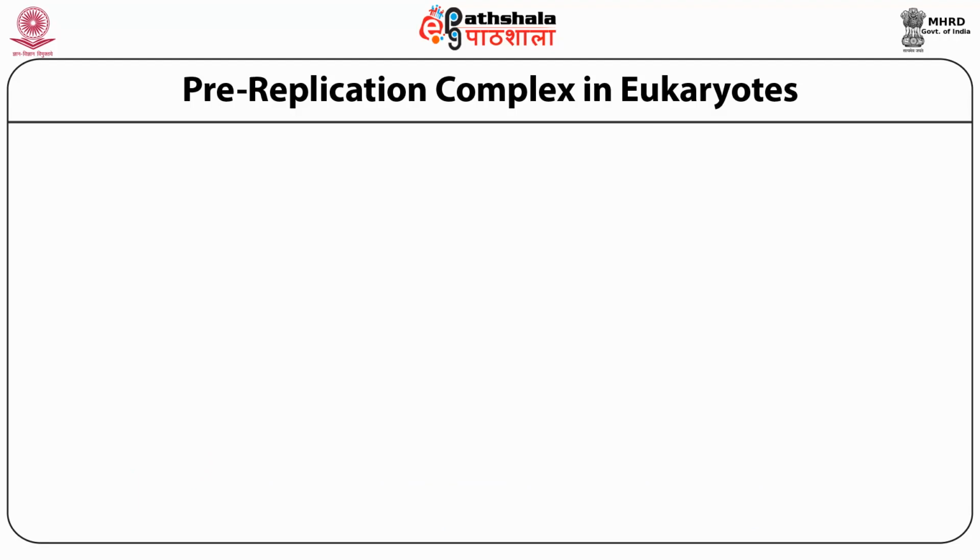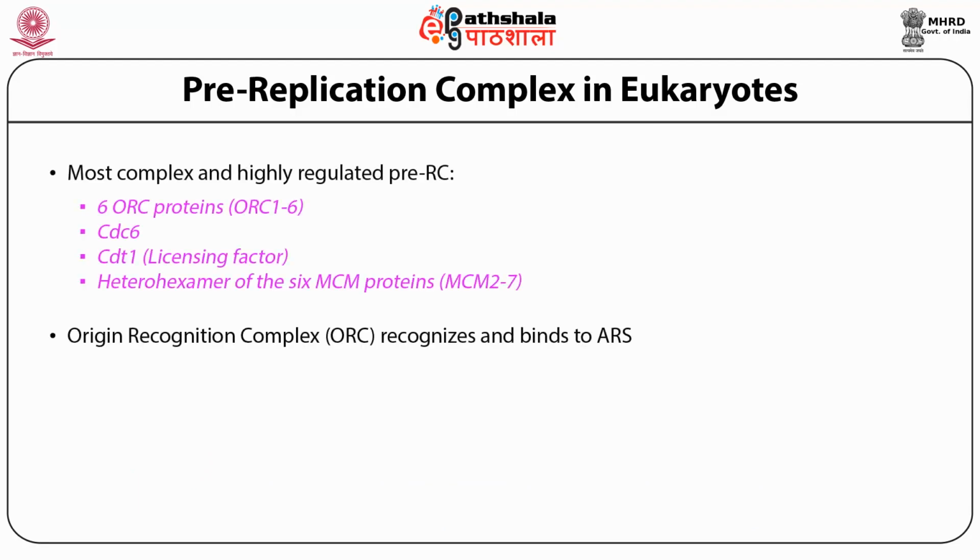Just like the primosome complex, the pre-replication complex in eukaryotes is also highly complicated and simultaneously highly regulated. The pre-replication complex in eukaryotes is composed of 6 ORC proteins. ORC happens to be the origin recognition complex, which recognizes and binds to the autonomously replicating sequences. CDC6 is another component of the pre-replication complex. CDT1 acts as the licensing factor. This is a protein which is absolutely essential to trigger the replication.